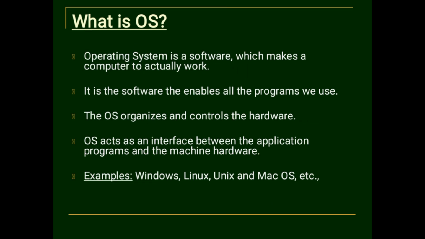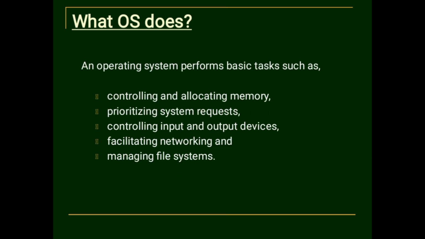Next, I will go to the full topic of the OS. First of all, what is an OS? An operating system is the software that makes a computer actually work. It is the software that enables all the programs we use. The OS organizes and controls the hardware. The OS acts as an interface between the application programs and the machine hardware. For example, Windows, Linux, Unix and so on.